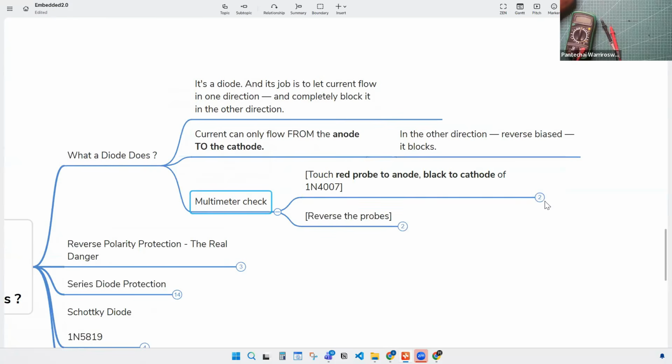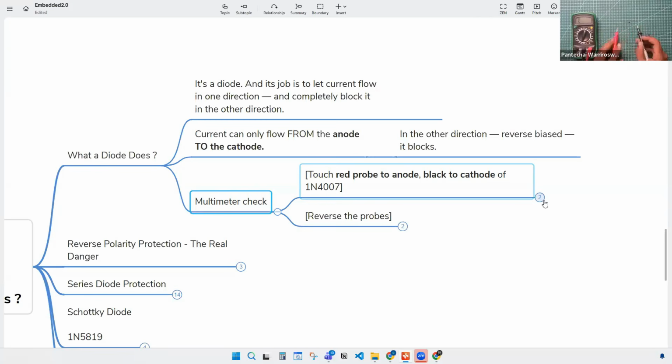And if you really want to check this with the help of a multimeter, you can do it. For example, here we have a multimeter. I just changed it into the diode mode. You can see the diode symbol here. When I place the probes like this, you can see that it is returning 111 or something like that.